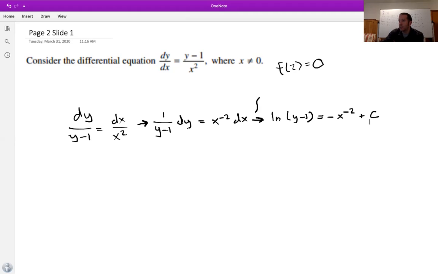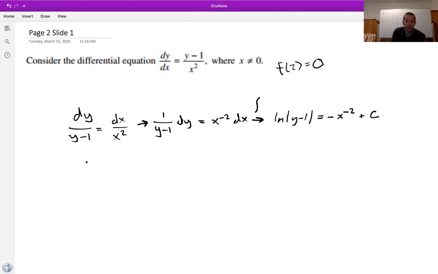I would like to plug in my initial condition right off the bat, but I can't. Because if I plug in a 2 here, I'm going to get negative 1 inside the log, and this was kind of my mistake. Let me write this a little better. You may remember this is the natural log of the absolute value of y minus 1. Because if I plug in and get negative 1, I can't do the natural log of negative 1, but I can do it with the absolute value.